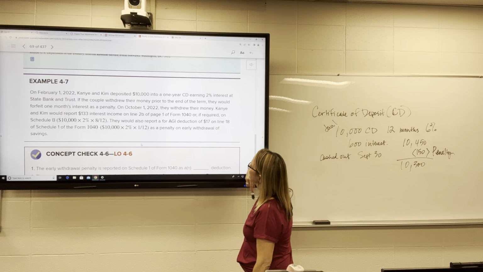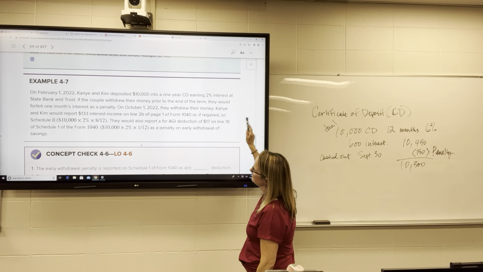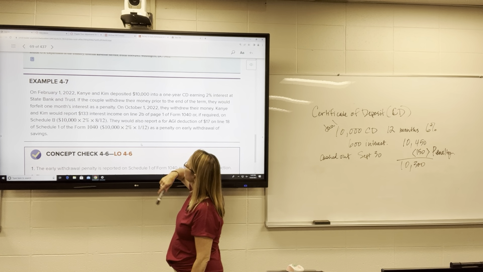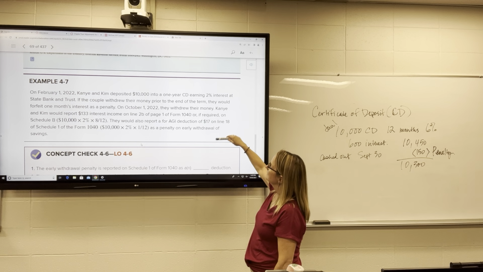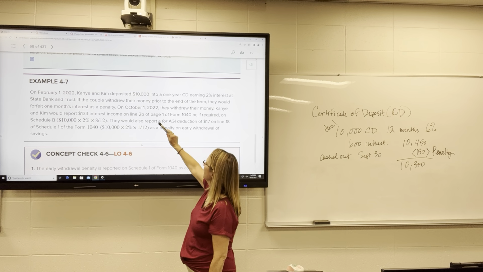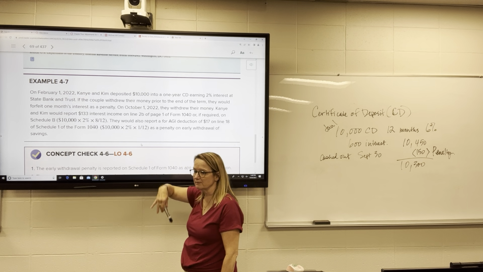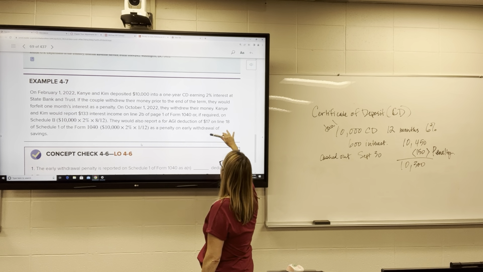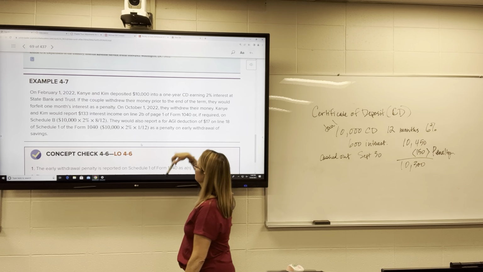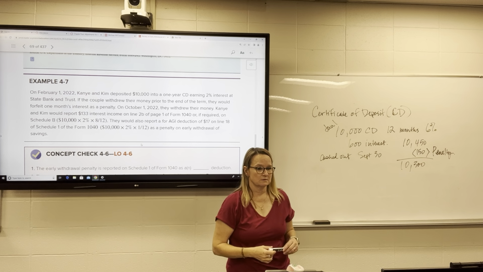On October 1st, they withdrew their money. They would report $133 of interest income, and they would also report an AGI deduction of $17, so that's the penalty, 1 month of interest that they had to give back on line 18 as a penalty on the early withdrawal of savings. Okay?